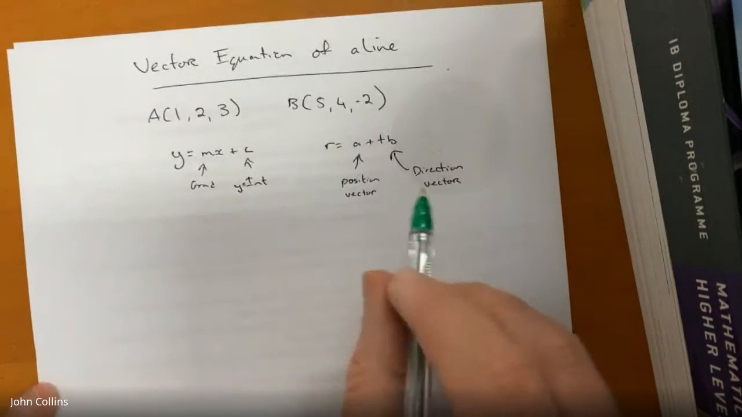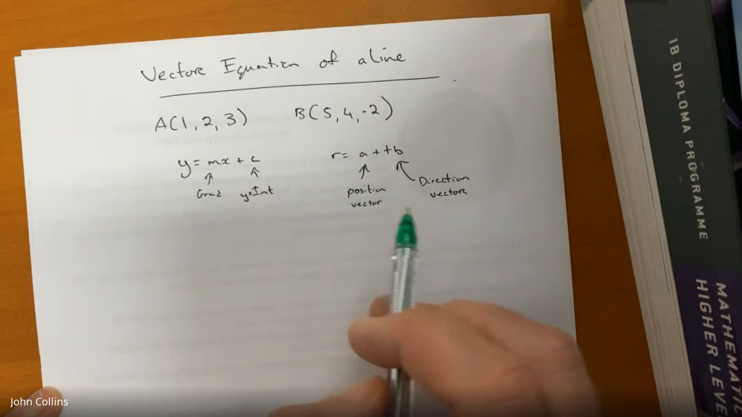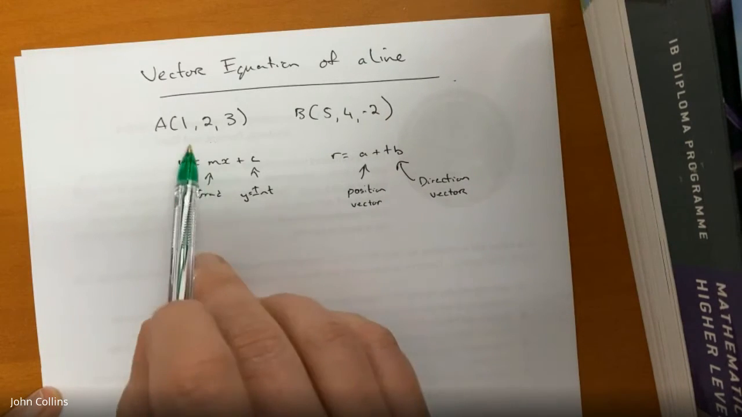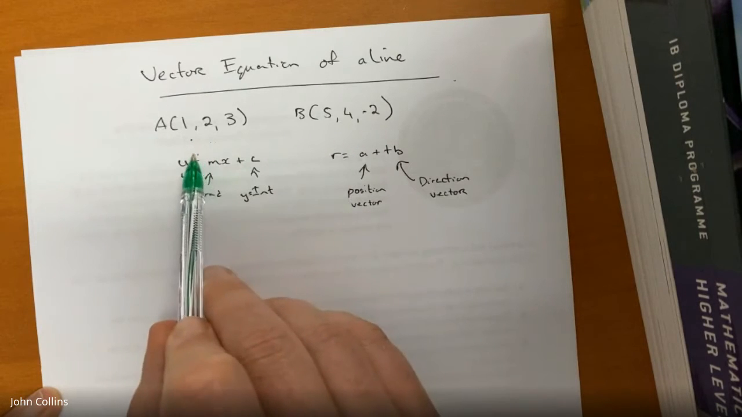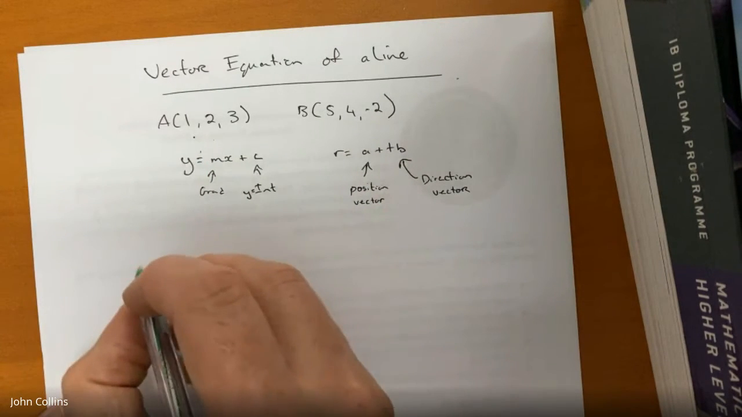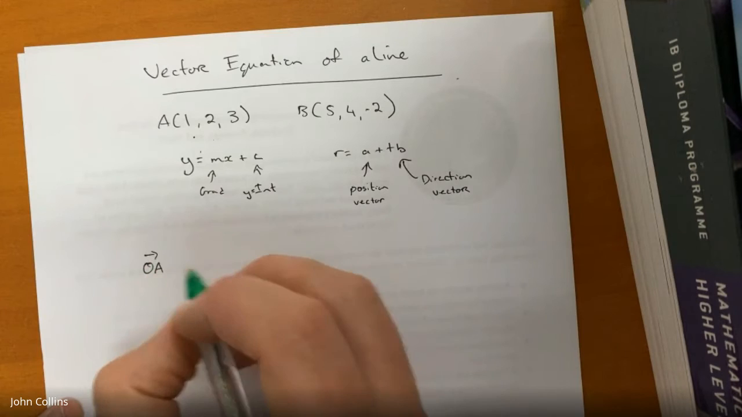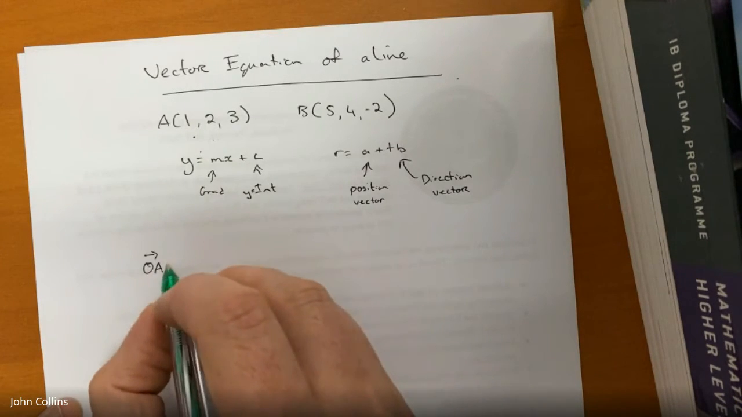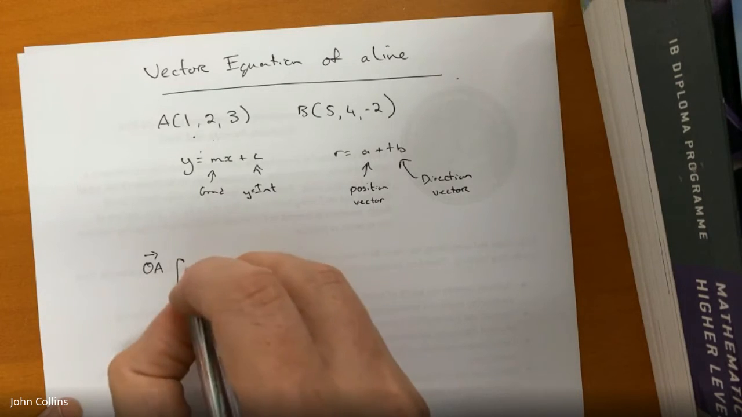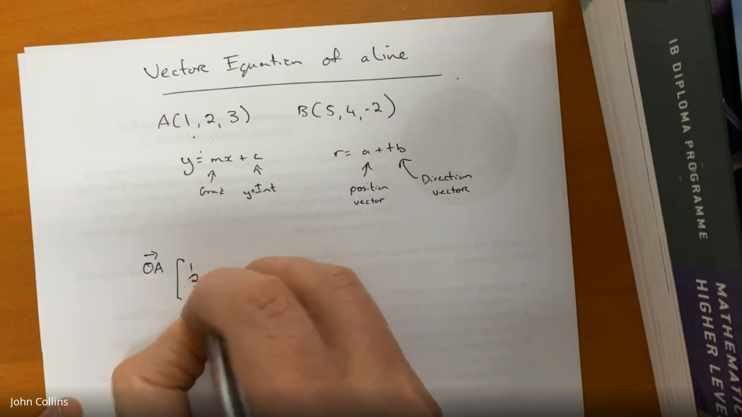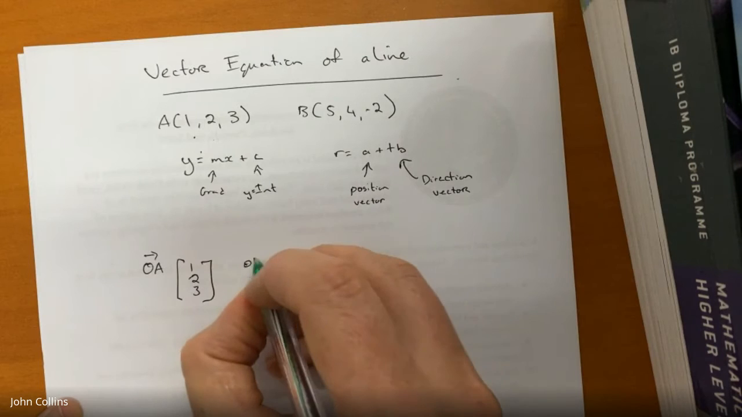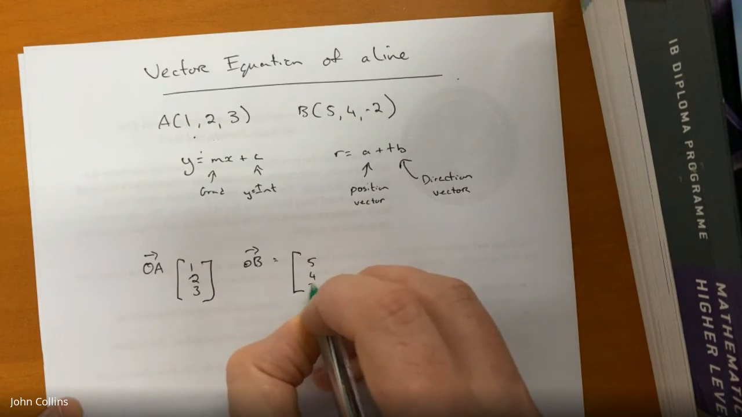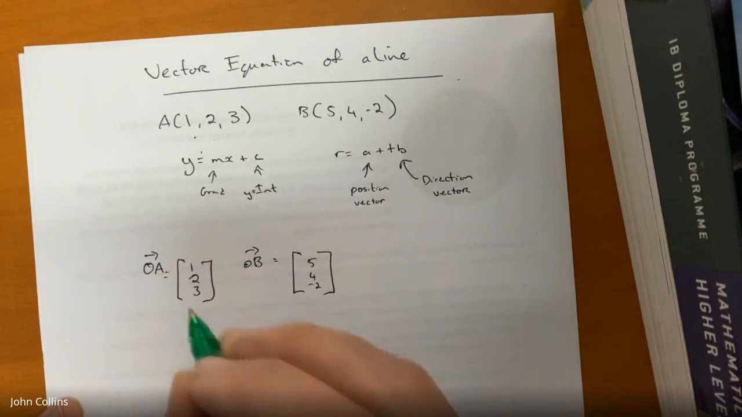So in order to find this, we need, I suppose, these as vectors. First of all, at the moment they're points, but we can turn them into vectors by just finding their vector from the origin. So the vector from the origin here is the direction from O to A, which is going to be 1, 2, 3. Hopefully that makes sense. And OB then is 5, 4, minus 2. So it's easy to get that.